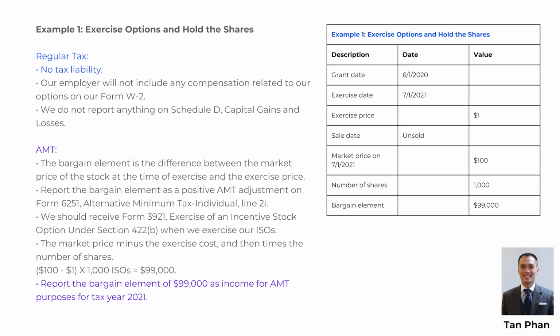AMT. The bargain element is the difference between the market price of the stock at the time of exercise and the exercise price. Report the bargain element as a positive AMT adjustment on Form 6251, Alternative Minimum Tax, Individual, Line 2i. We should receive Form 3921, Exercise of an Incentive Stock Option Under Section 422(b), when we exercise our ISO. The market price minus the exercise cost, times the number of shares: $100 minus $1 times 1,000 ISOs equals $99,000. Report the bargain element of $99,000 as income for AMT purposes for the tax year 2021.